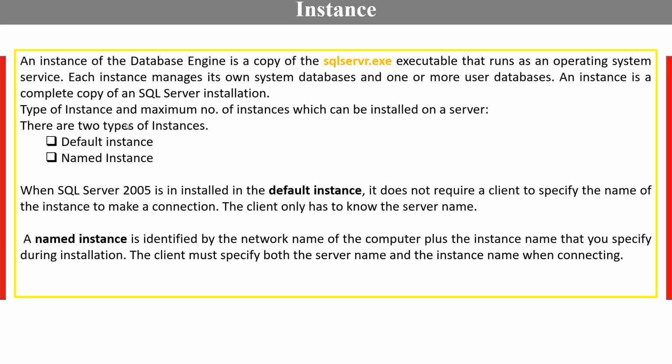Default instance is nothing but whatever your computer name is, your SQL name is also the same. Your computer name equals the SQL name. That is the default instance. If you want to connect to the default instance, you can connect with the computer name directly. Named instance means the computer name, which is nothing but the server name, then backward slash, then the instance name.